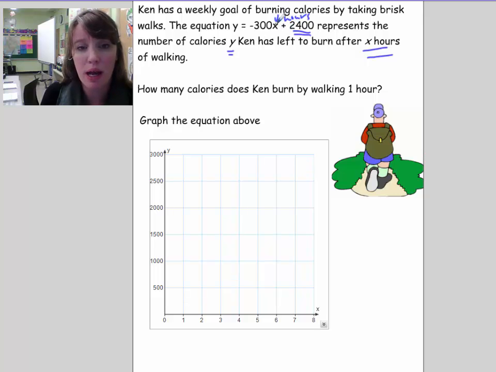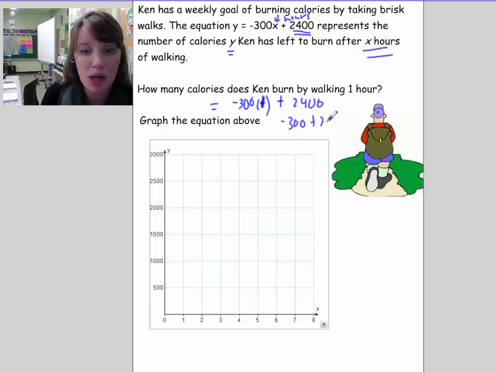So whenever you put in a positive value for your hours, like say I put in 1 hour, for instance, because this is going to answer this question right here. What happens if you put in 1 hour here? Well, if I take -300 and multiply it by 1, and add that to 2,400, I get -300 plus 2,400, which means it goes down to 2,100. That's equal to y. So that means he's down to 2,100 calories.